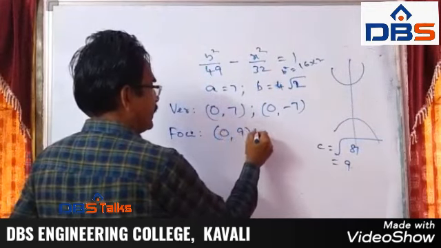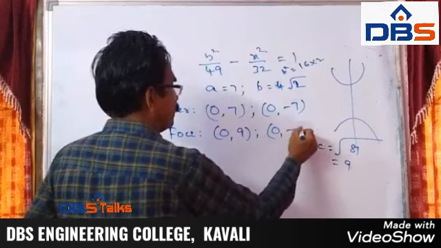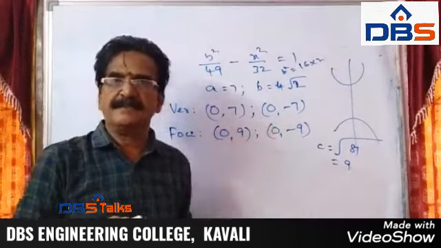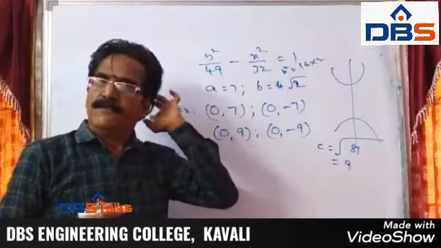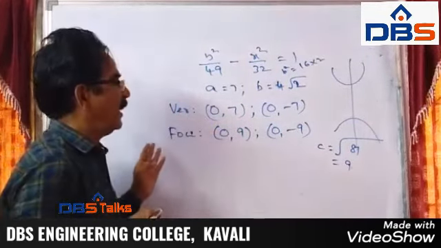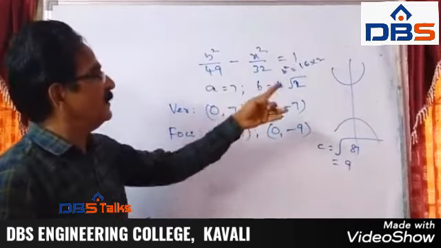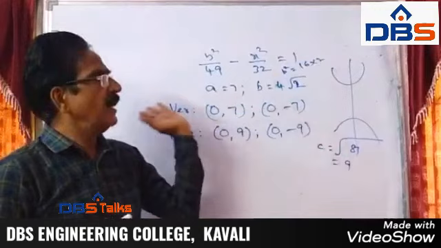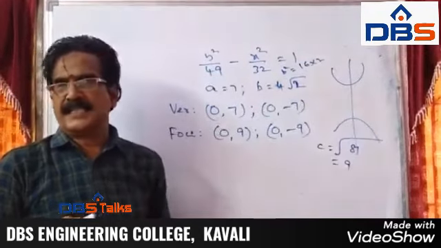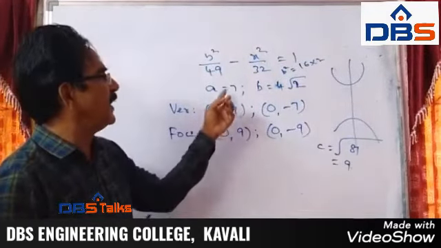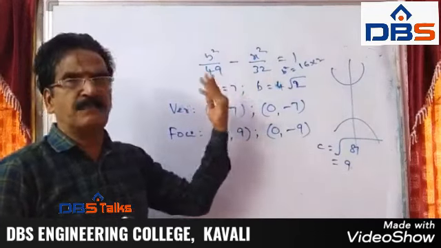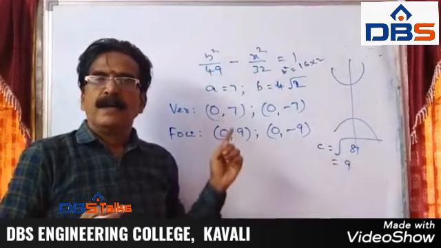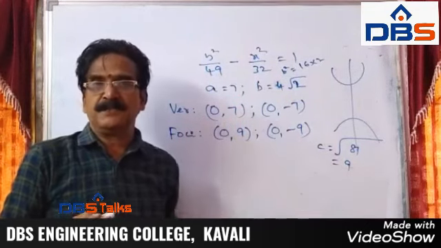0 comma 9 is one focus and 0 comma minus 9 is another focus, that is foci. And another thing, transverse axis 2a and conjugate axis 2b. So a is known: 2a is 14, and the conjugate axis 2b is 8 root 2. And the equations of the asymptotes.